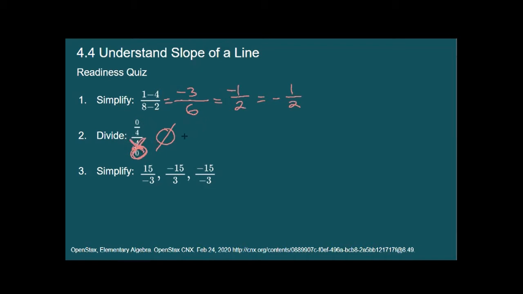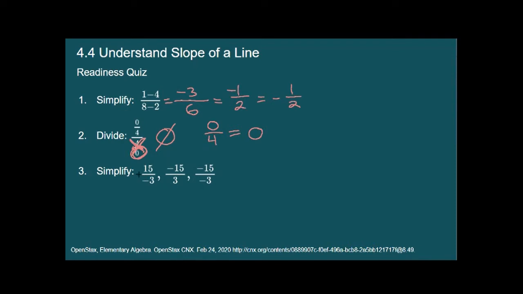Let's do the other one though. What if we did 0 divided by 4 by itself, not dividing it by 4 over 0? What if we did 0 divided by 4? What would that equal? That is equal to 0. 0 divided by anything is 0. So remember, if 0 is in the top of the equation, it's 0. If 0 is in the bottom, it is undefined or no solution.